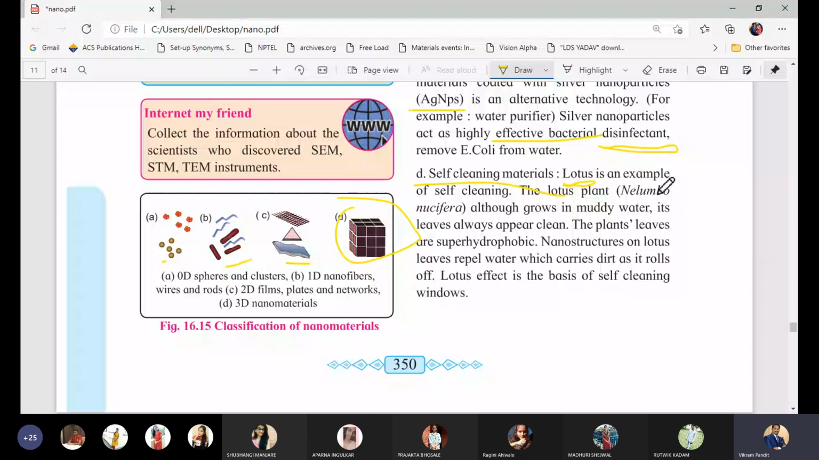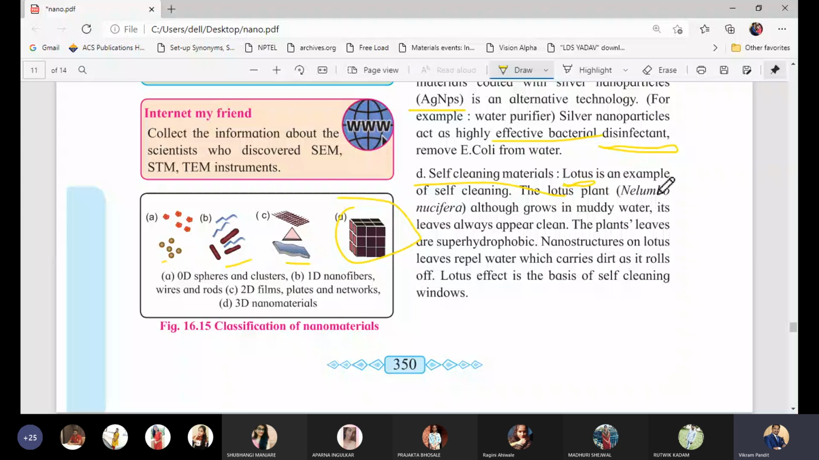So if you prepare any part of this by using a coating of nanoparticles, it will be termed as a repeller, a water repeller, or a dust repeller. Then there are these applications. For that application there are certain advantages. So the medical field has so many applications.